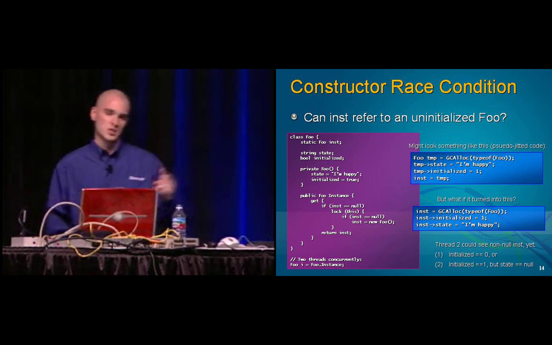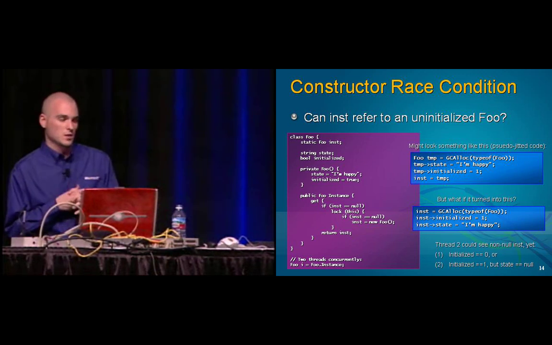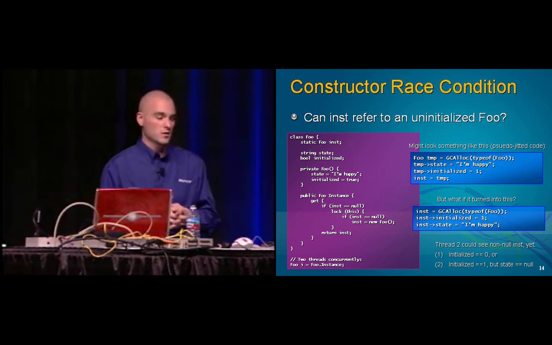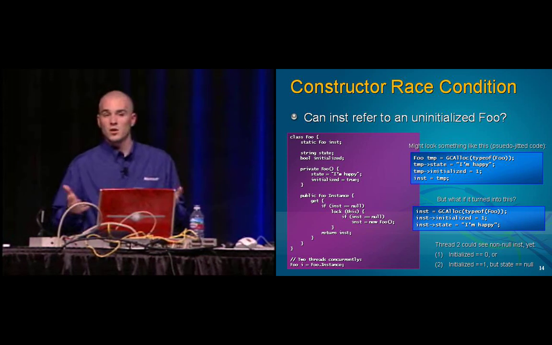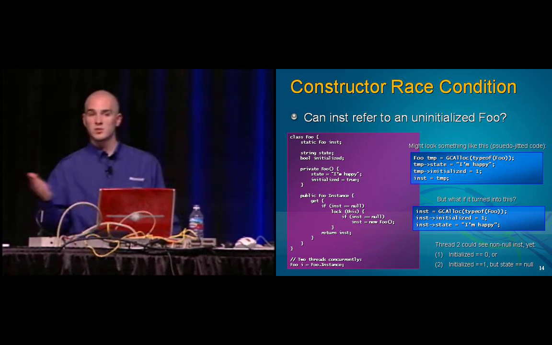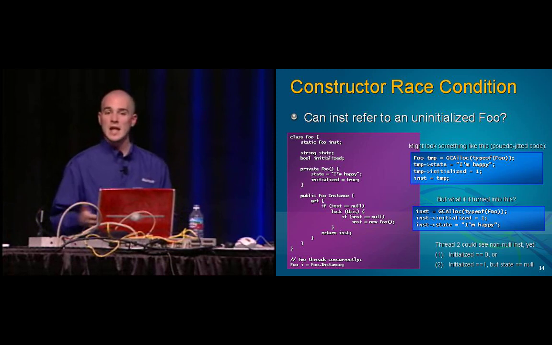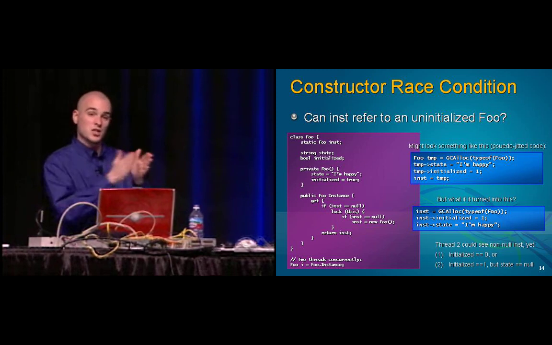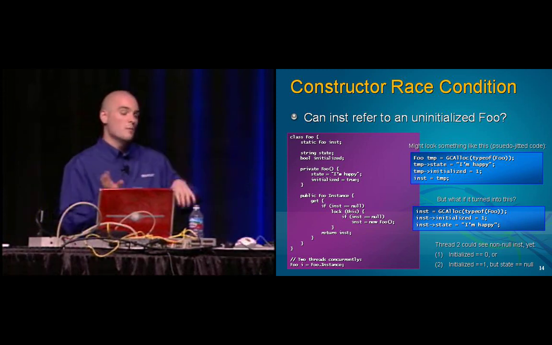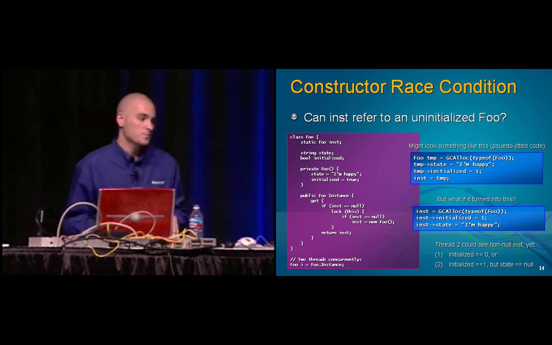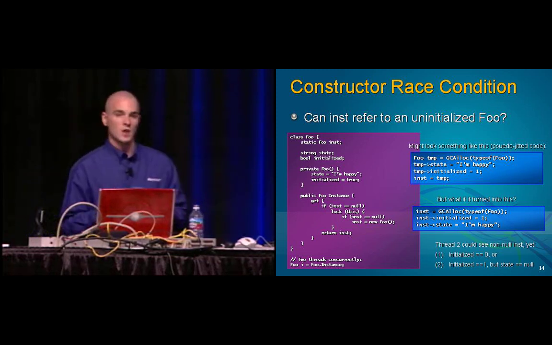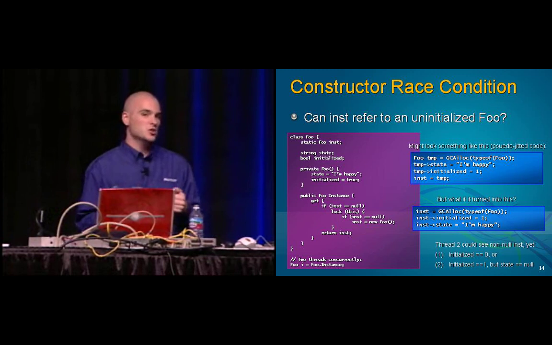But what happens if it turns into something like this? So we're setting the instance field directly using the gcalloc method. So first of all, immediately, somebody is able to see that pointer before you've initialized any of its state. Now the CLR makes sure that this is going to be initialized in the sense that it's zeroed out. It's not going to be some memory that was hanging around already. But then we go ahead and set initialized to 1 and state to "I'm happy." But notice it's in the reverse order.